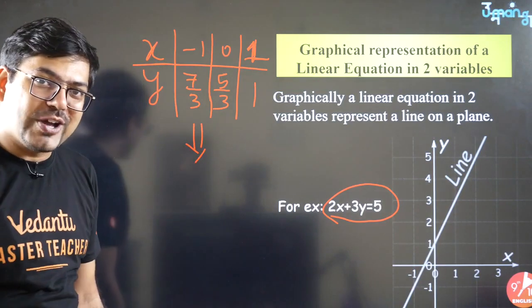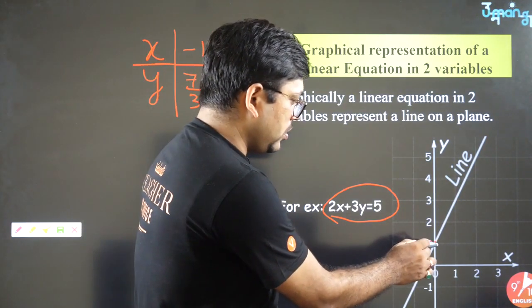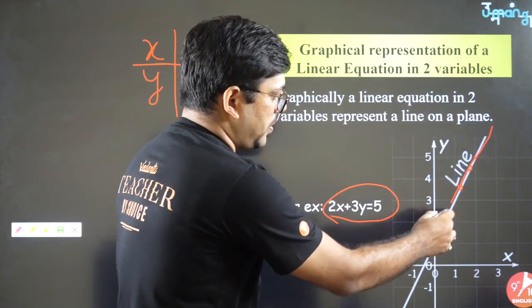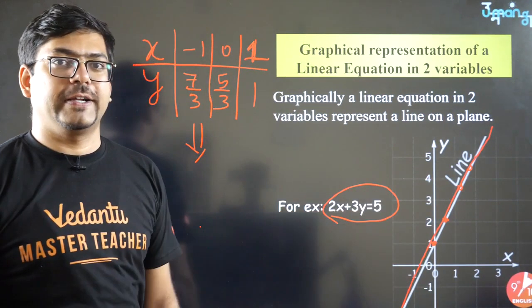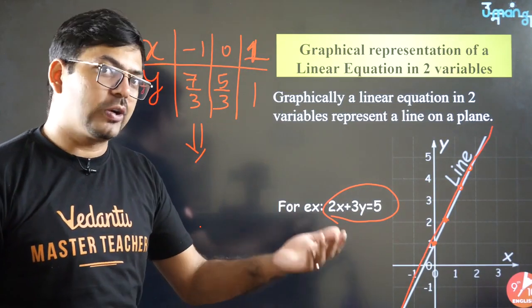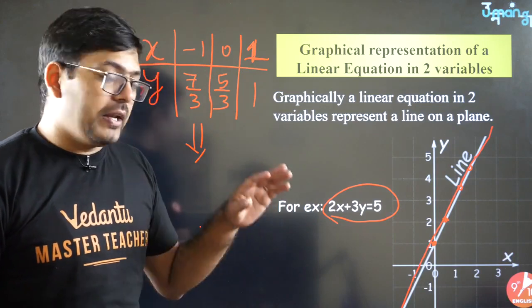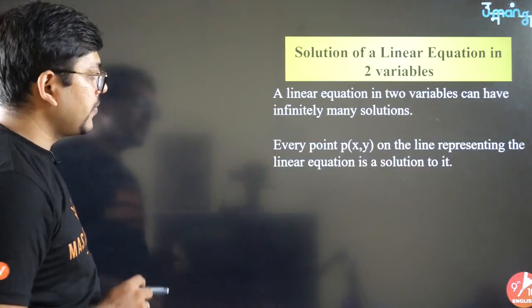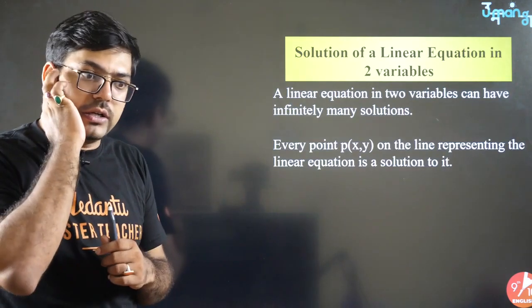Now whatever coordinates you have got, you just need to plot them here on the coordinate plane like this. Join all of them. If you join all of them, you will get the straight line. So that was a simple thing. This all you would have done in your class 9th also.